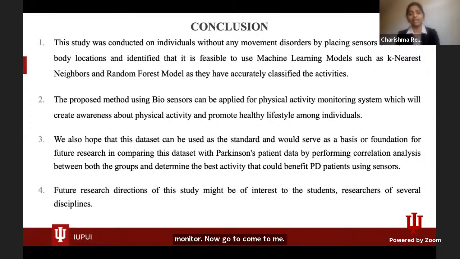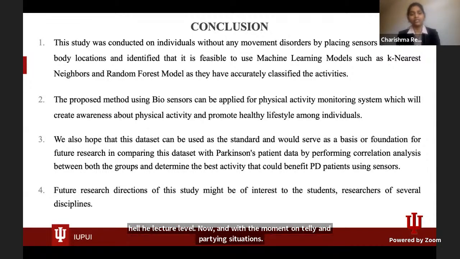And we identified that it is feasible to use machine learning models such as k-nearest neighbors and random forest, as they have accurately classified all the activities. And the proposed method using biosensors can be applied for a physical activity monitoring system, which will create awareness about physical activity among individuals and promote a healthy lifestyle among both healthy and Parkinson's patients.